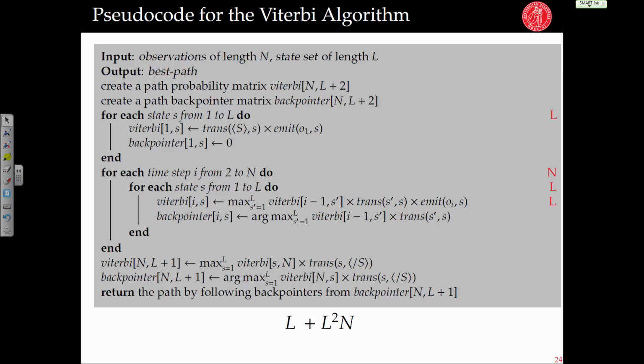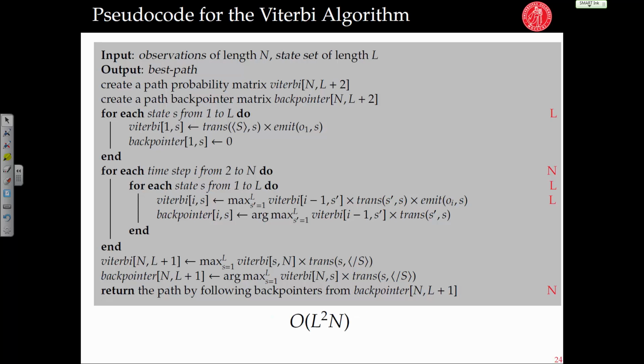So the result of this is L squared multiplied by N, three nested loops here. And we also have N for the back tracing of the back pointer, to find the sequence. Since we're talking about big O notation, what matters to us here is L squared times N. So this is the time complexity of the algorithm.